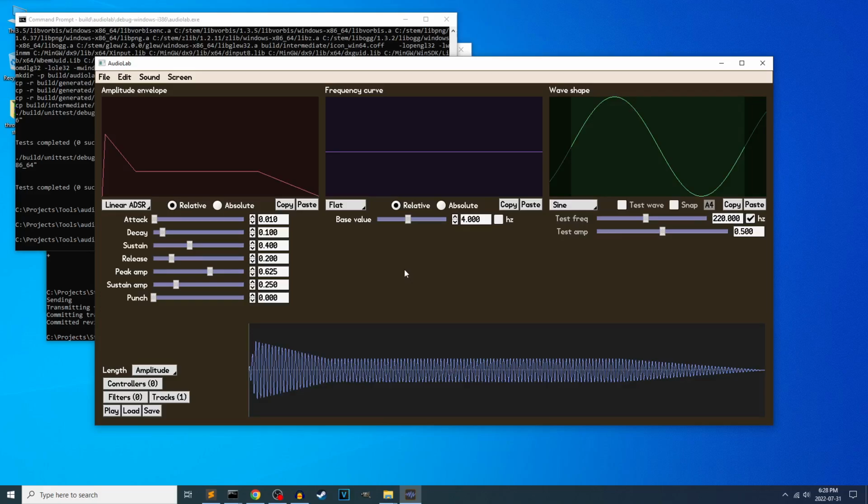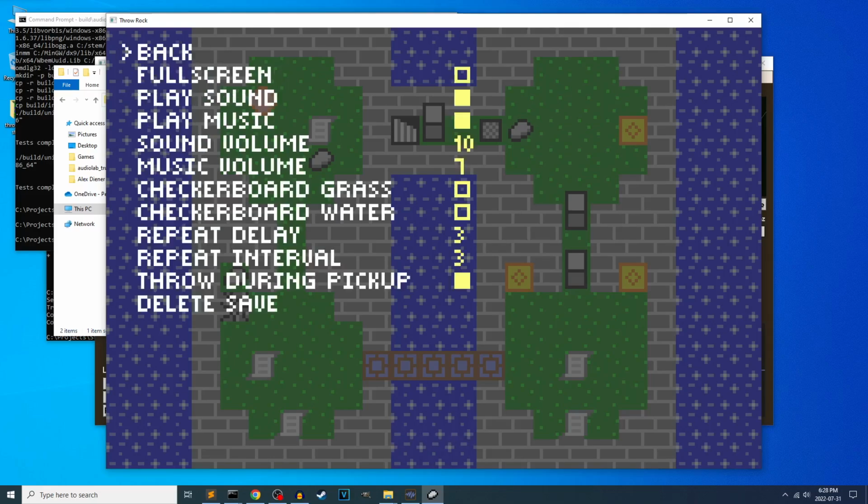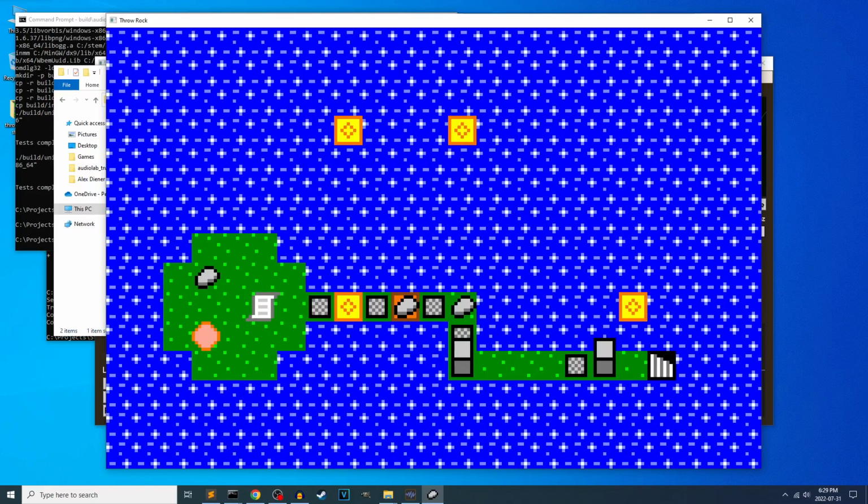Just some words about audio design in general, how I think about it in games. To me, it's one of the most important things for game feel. So if I would launch Throw Rock right now and try playing this without any sound, here's what that feels like. It's just not anywhere near as good. Things work, but I can't feel the actions the same way I can when they make noise.